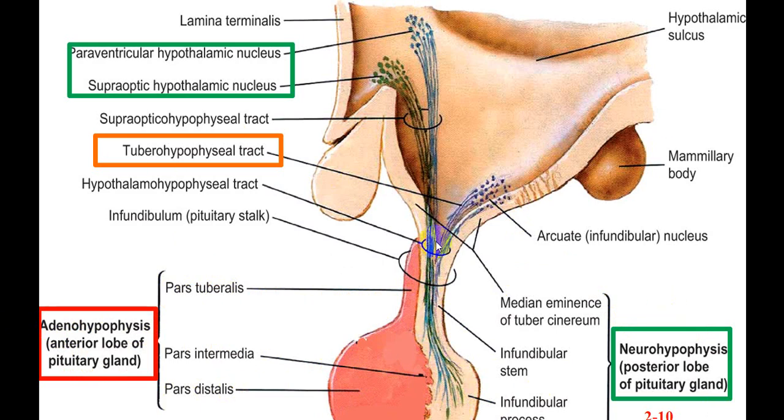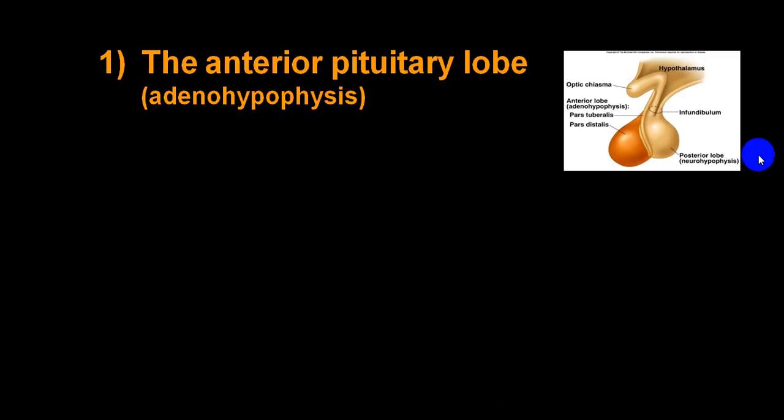And from here, the fibers which go up to this particular portion are called tuberohypophyseal tracts. The tracts which come from the supraoptic nucleus are called supraoptic hypophyseal tracts. So it comes from here. Those are the different names given to those particular structures.